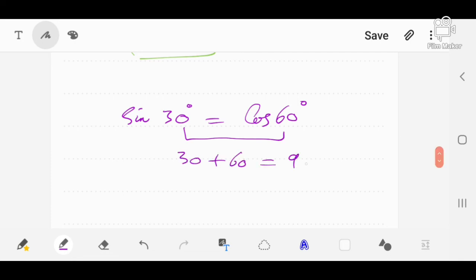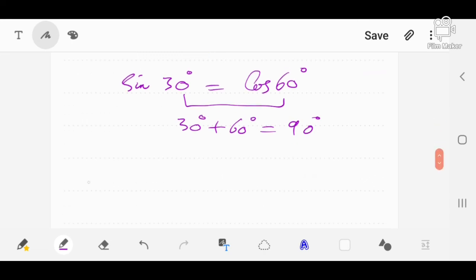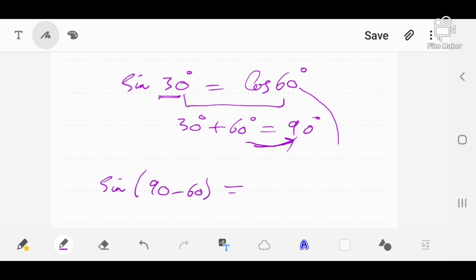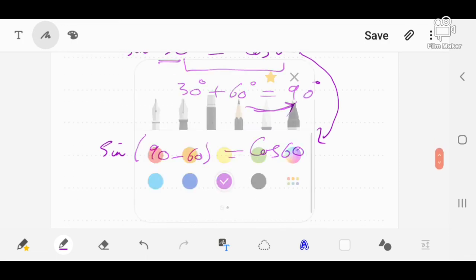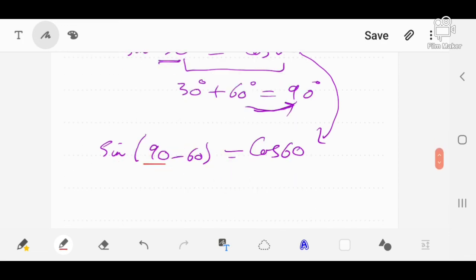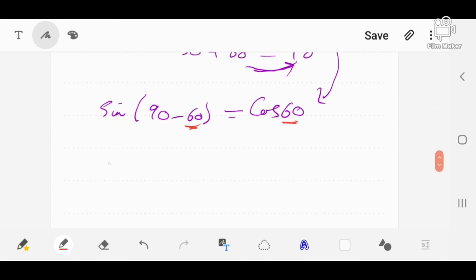This actually means that sine 30 can be written as sine of 90 minus 60. So sine of 90 minus 60 equals cosine 60, right? Have a look at this. Sine of 90 minus 60 is the same as cosine 60. So this is general actually. We can say that sine of 90, which is pi over 2, minus theta will always be equal to cosine theta.